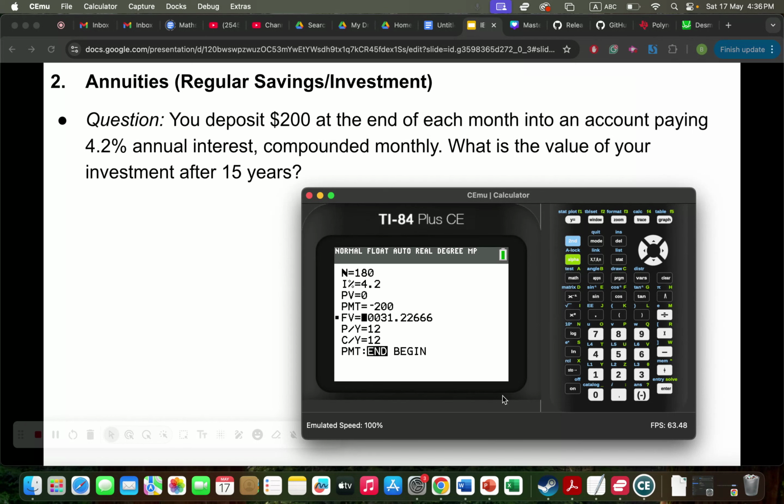Okay, so again, to summarize this, PMT is basically payments per period, and your PY, which is the payments per year, will be 12, because you are depositing into this account every month. So you are basically paying 12 times a year as well. Okay, just remember, there has been some misconception that PY and CY always have to be the same value, and that's not true at all. Okay, so please do read the question before you start plunging values onto your calculator.